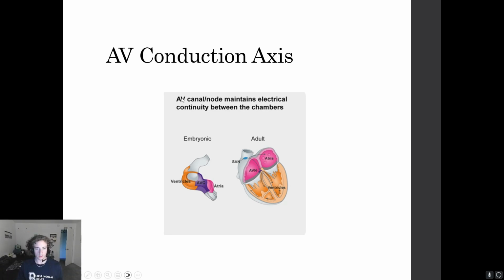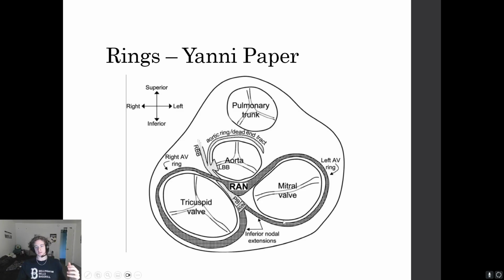So this says the AV node or AV canal/node maintains electrical continuity between chambers. I don't know exactly why it's used, but you're going to hear it used a lot as the atrioventricular conduction axis. What is it? It's just the conduction that joins the atria to the ventricles. That's all it is. Moving on, time to talk about the rings.